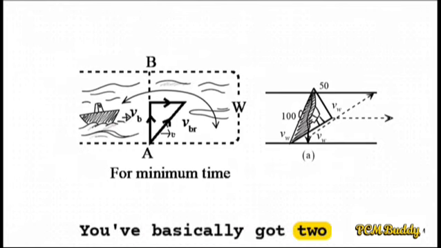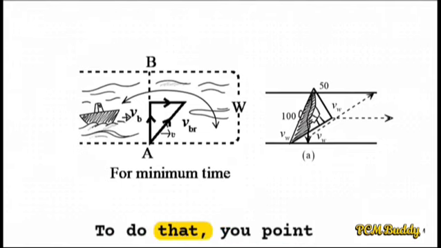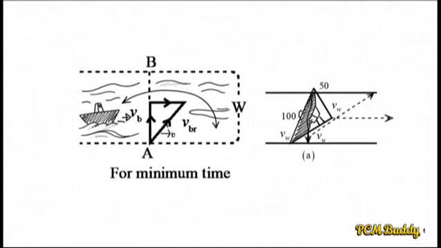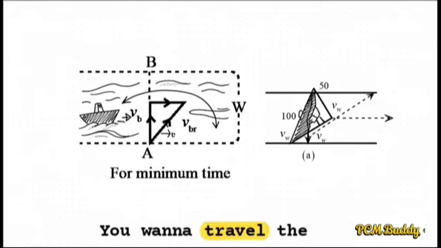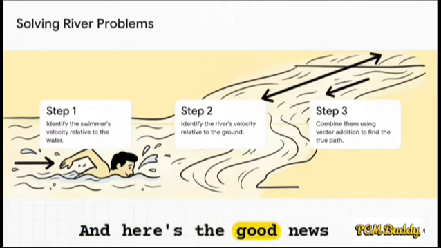You've basically got two choices, two main strategies. Strategy 1, you want to get across as fast as humanly possible. To do that, you point yourself straight across the river and just go for it. But you're going to get carried downstream. Strategy 2, you want to travel the shortest possible path and land directly opposite from where you started. To pull that off, you've got to aim upstream, fighting the current just enough so that your real path is a straight line.